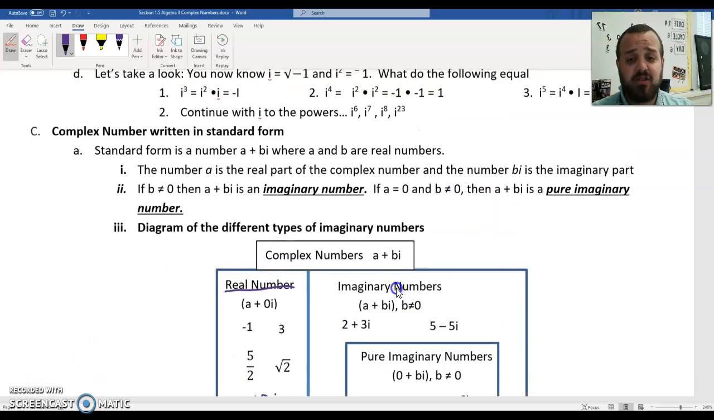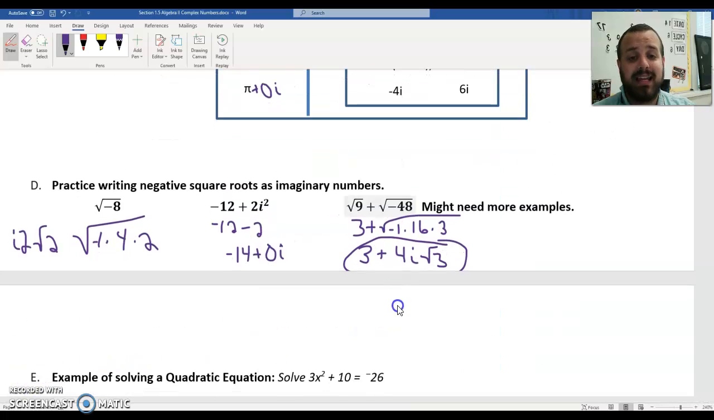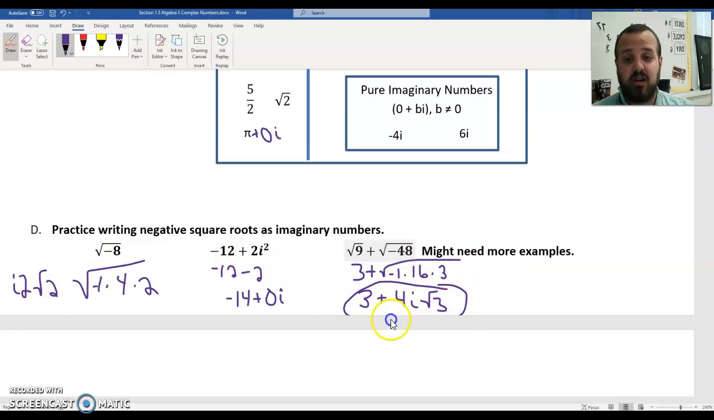So that's an introduction to imaginary numbers and complex numbers. Tomorrow we're going to get into how to do some operations with them, but that's just an introduction to what they are.